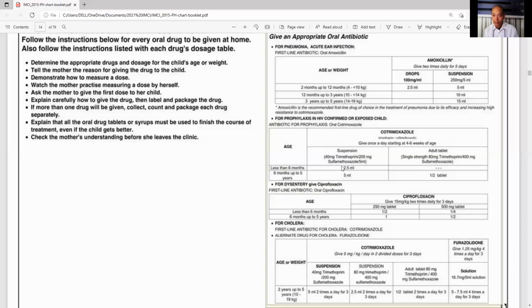Okay, if our patient has been confirmed for needs cotrimoxazole, okay, so for pneumonia, for example, or any infection listed on top. Okay, so what is the age? If less than 6 months, suspension. This is the dose. Okay, we do not give suspension to adults. Kaya bibigyan natin ng half tablet of this for 6 months to 5 years. Okay, dysentery medication, Cipro, the age again listed.